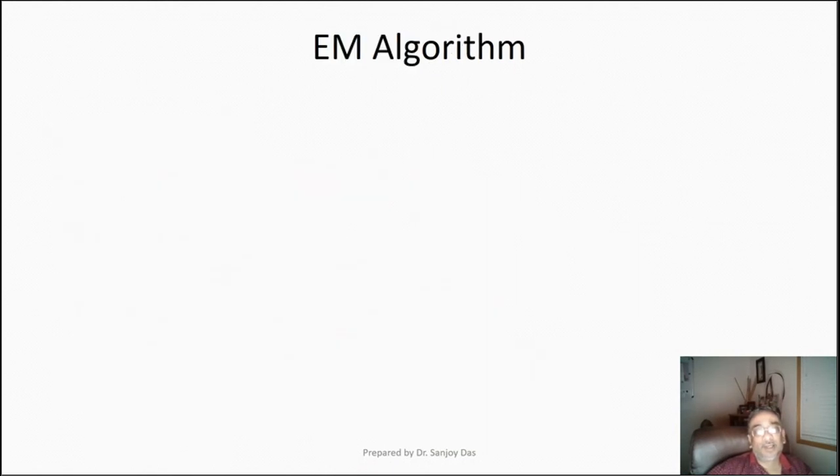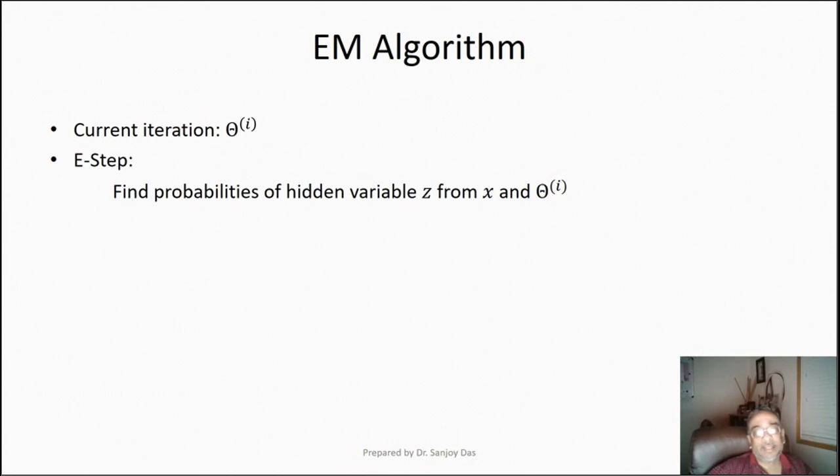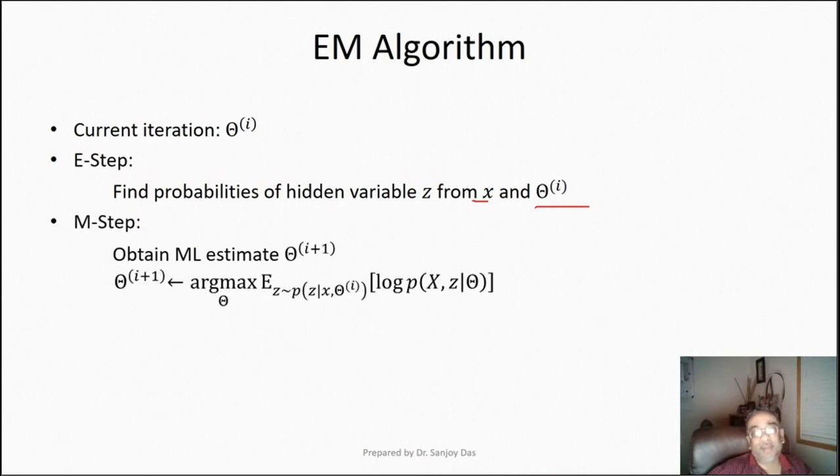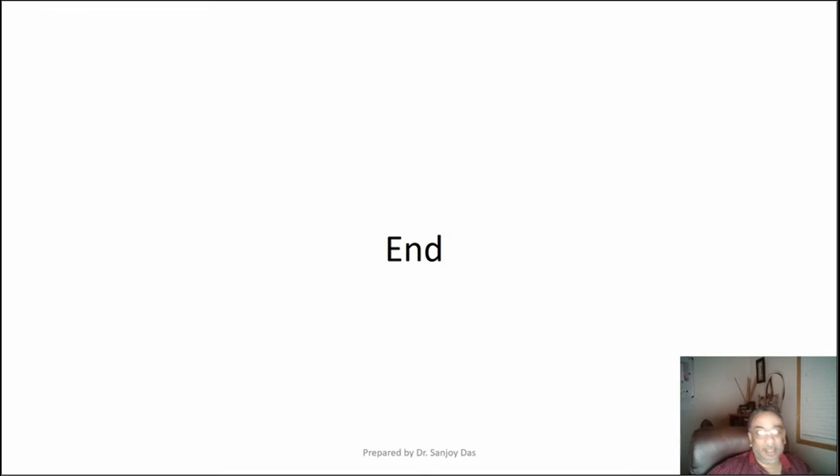So we write down the EM algorithm. The current iteration is theta i. E step: we find the probabilities of the hidden variable z from the observed samples and theta i. And then we apply the M step. The M step is to obtain the maximum likelihood estimate theta i+1, which is equal to argmax of this expected value, the Q function. With this, we end the derivation of the EM algorithm.